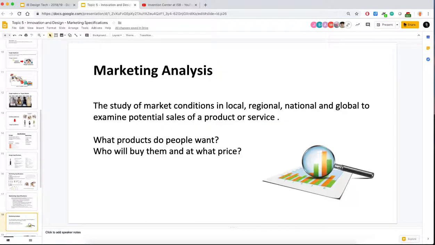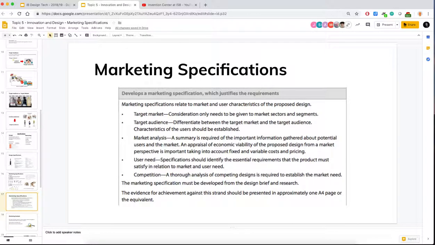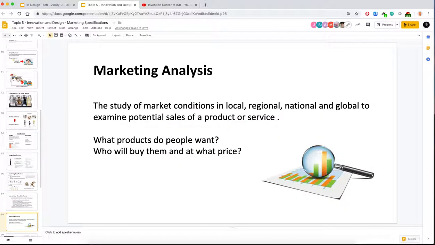Thank you. So this is the way that the IB defines them. They have these different definitions for the market specifications. It's more about describing market analysis. What other products do people want? How much? Why would they buy them? How are they going to buy them? Looking at all of the stuff that happens within the market, and then helping define that.